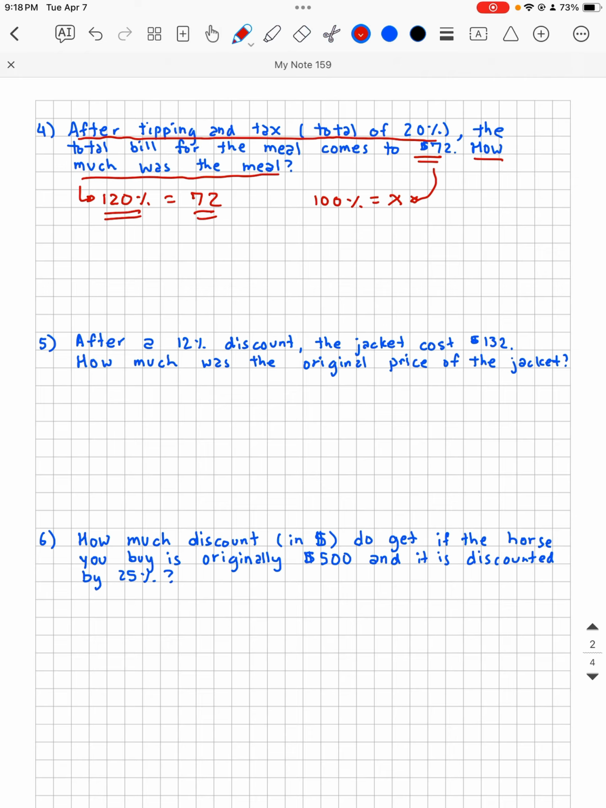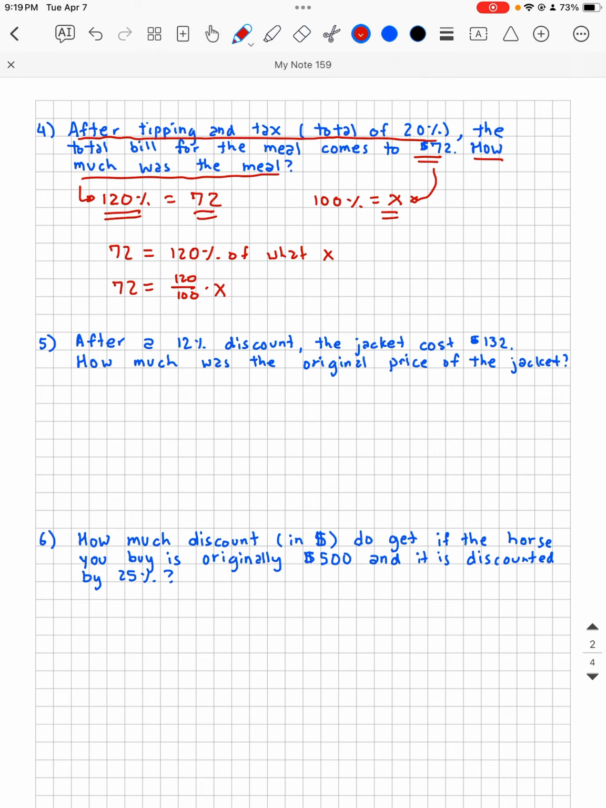72 is equal to 120% of what number? Okay, basically taking those two and writing it into an equation that we can go ahead and follow. So once again, 72 is equal to 120% of what number? So let's go ahead and write that out. 72 is equal to 120 divided by 100 times x. And just like before, we're going to go ahead and move everything to the other side and then get x by itself.